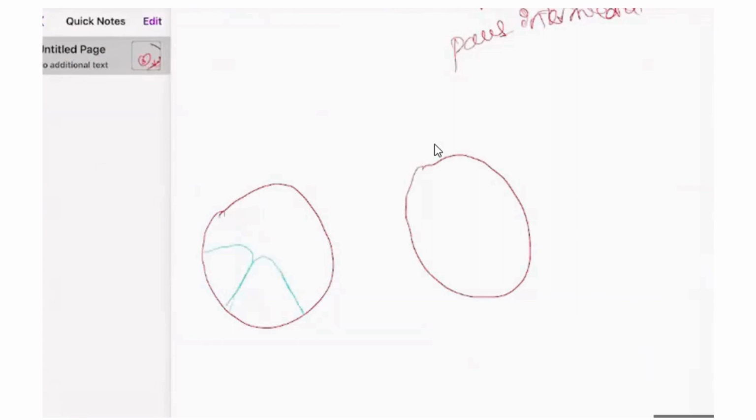This is a serous acini. This is serous acini. This is mucus acini. See the shape of the serous acini.